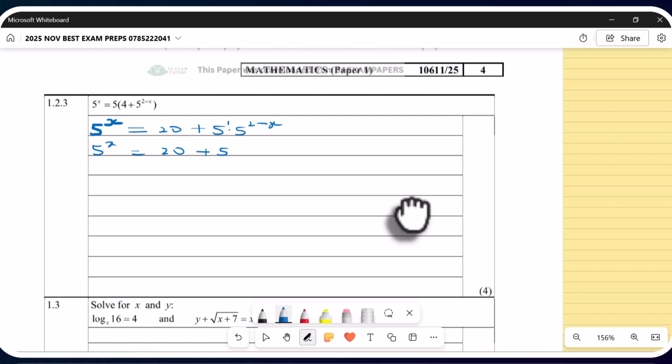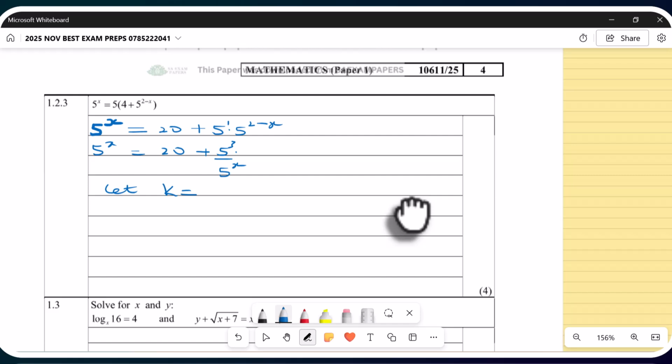So we can say it's going to be k squared, (k minus 25)(k plus 5), because when I add here, I'm going to get the negative 20. So either our k equals 25, or our k gives us negative 5. But our k is 5 power x equals 5 squared, meaning our x here is 2.